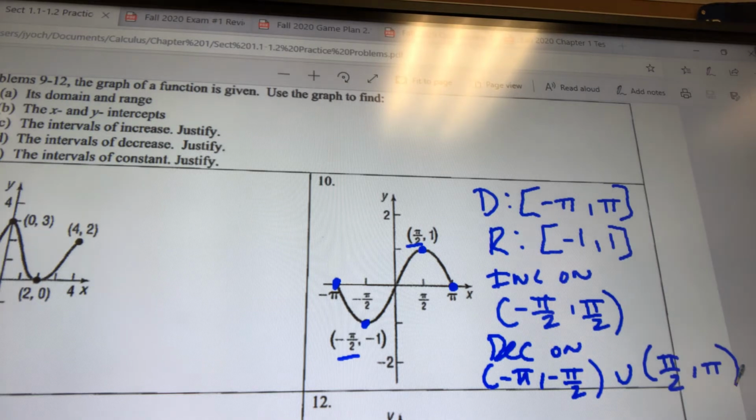All right, you can think about what type of deal we've got going on there. At pi over 2, we're at 1. At negative pi over 2, we're at negative 1. At 0, we've got a sine, part of a sine curve there.